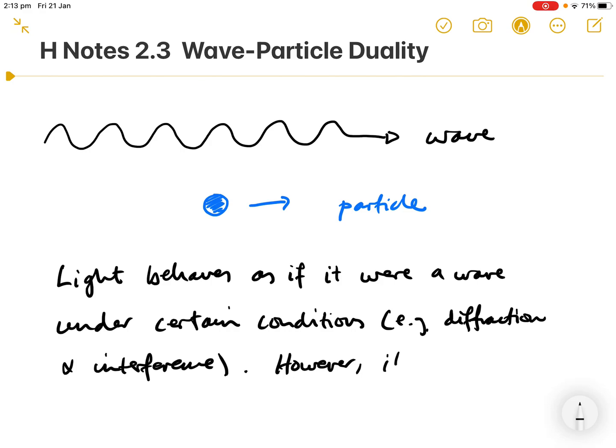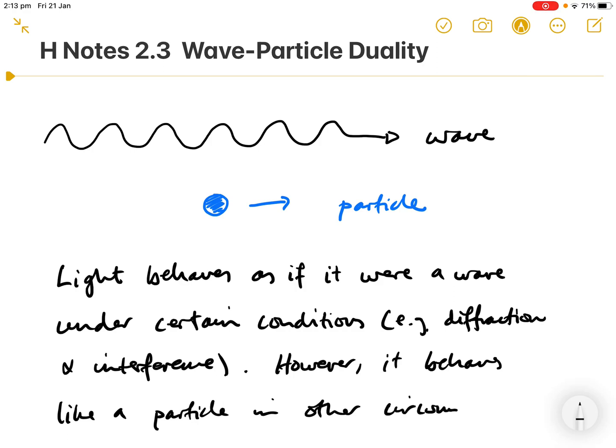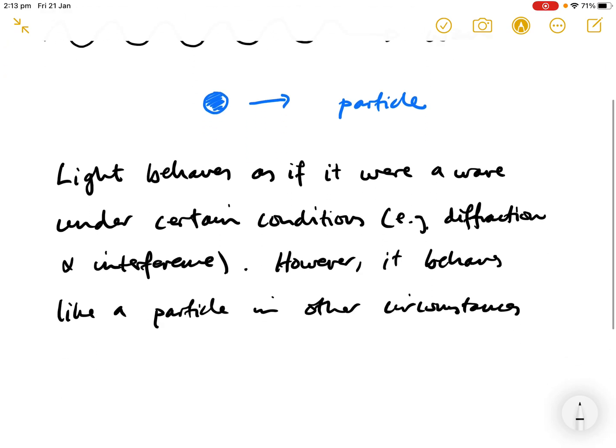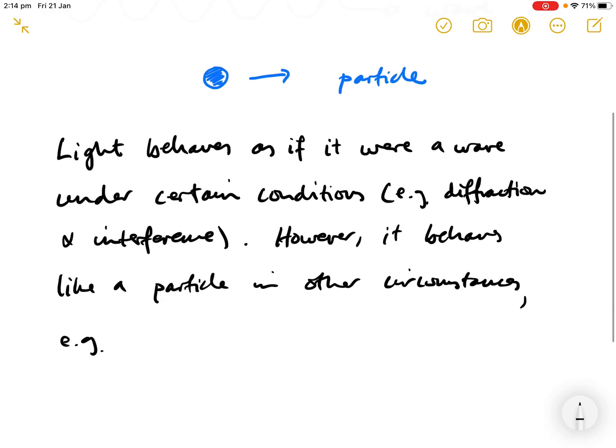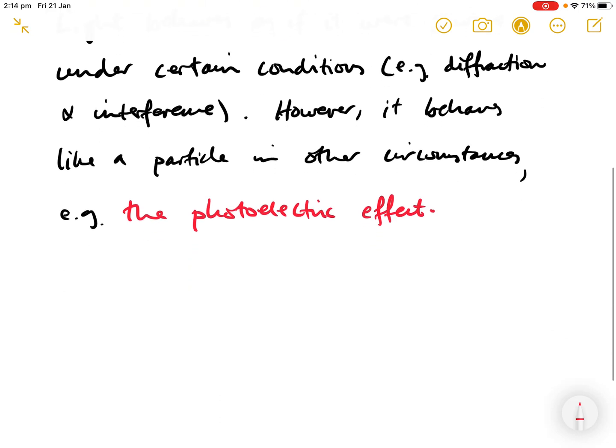However, it behaves like a particle in other circumstances, the most notable being the photoelectric effect. And it's the photoelectric effect that we're going to begin with.